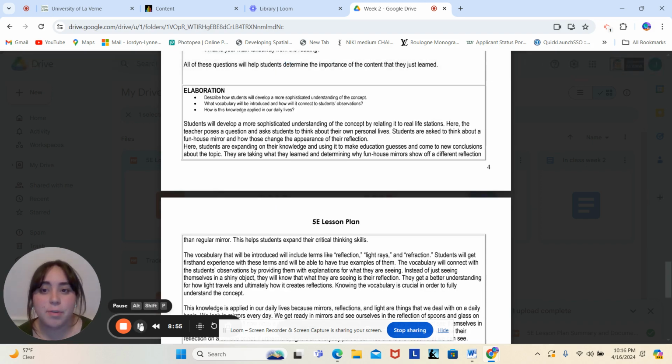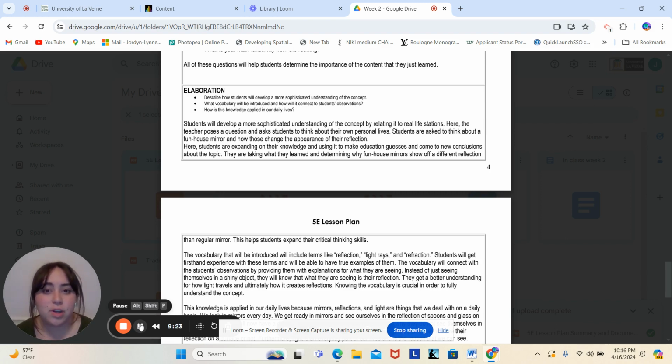So in the elaboration stage, the students are making connections to their own personal life, and they're asked to think about the funhouse mirror and how those mirrors change the appearance of the reflection. So when we look at a funhouse mirror, our face is kind of distorted. We look taller or shorter or wider or smaller. And students are seeing, why is that? It is a mirror, but it has the reflection look completely different. So, what about the texture and the surface of the mirror makes it do that?